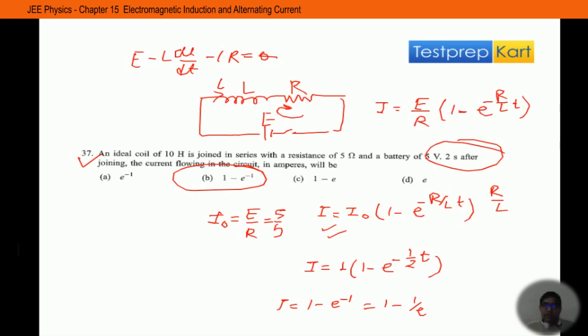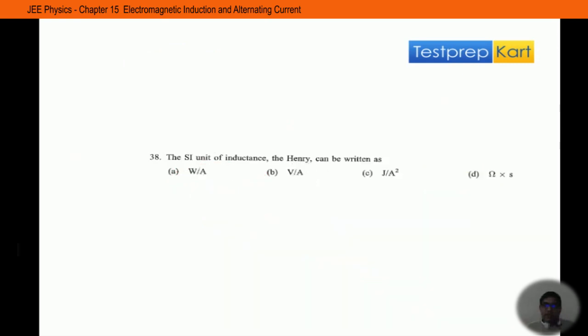Now let's see the next question. This is a very simple question: what is the SI unit of inductance, the Henry? So you just need to recall all the formulas related to this. First one is watt per ampere. Second, volt per ampere. Third is joule per ampere square. And fourth is omega, where omega means ohm into second. So you can check all these values.